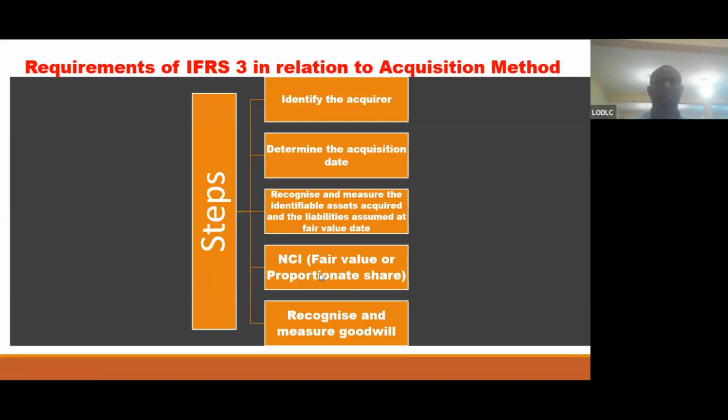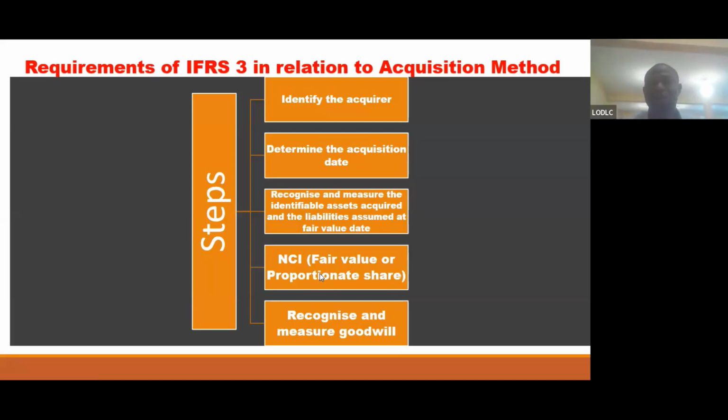Let me give you an instance. Let's assume a particular company acquires 80% of the net assets or 80% of the shares. So the transaction is taking place between A and B. The remaining 20% is for the outsiders. It's not within the control of the two companies. So that's what we mean by non-controlling interest. So to calculate NCI, you either use fair value or proportionate share.